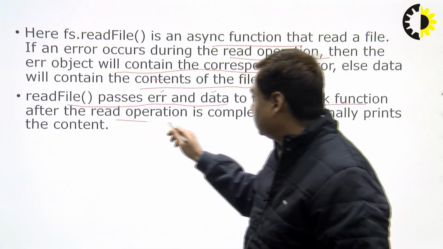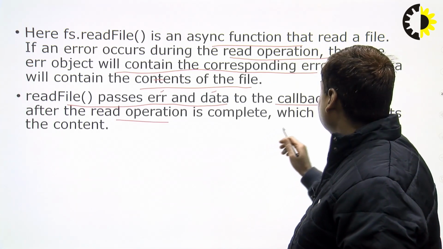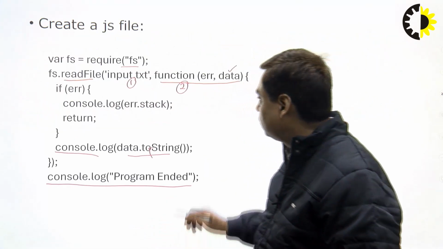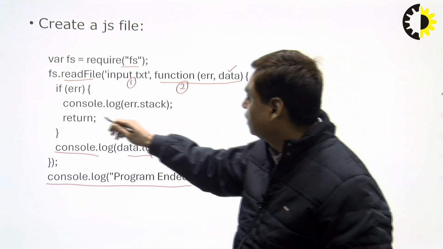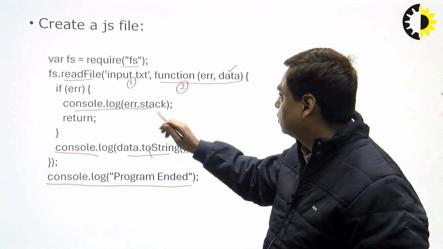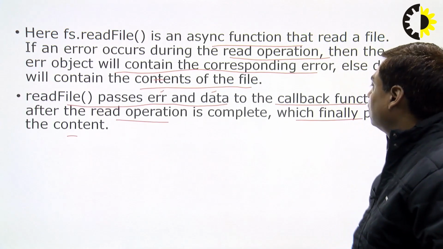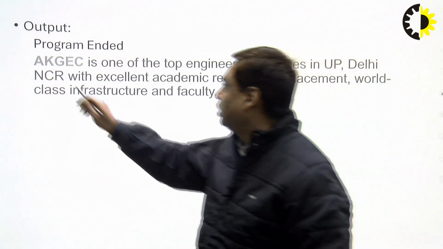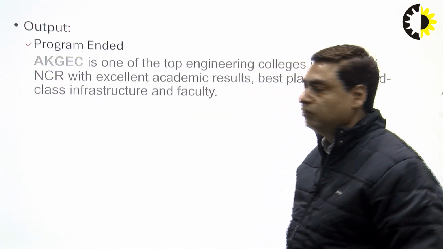After the read operation, when the reading of the file has been completed, it finally prints the contents. So this is going to print the contents. This function is displaying the content of the file. So this is the output. Program ended. Now here you can see in the output, this is displayed first.